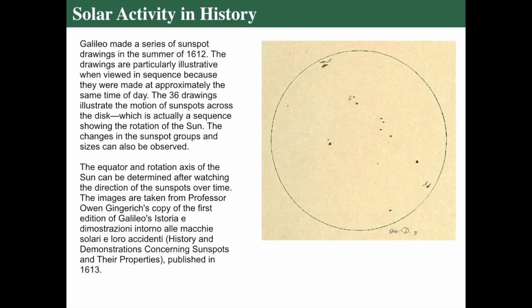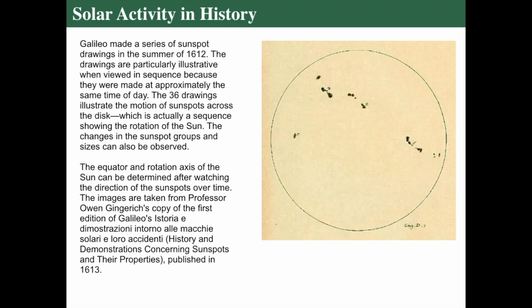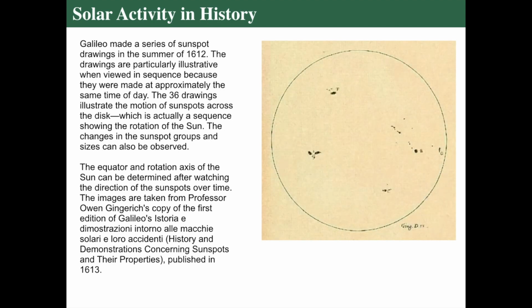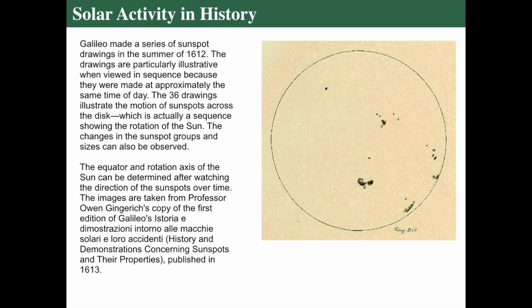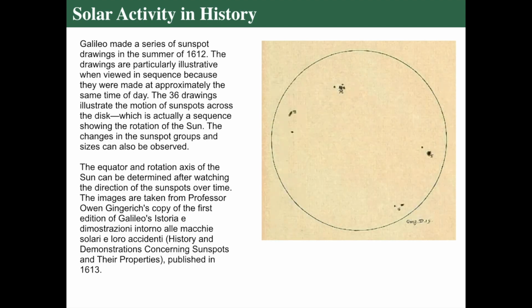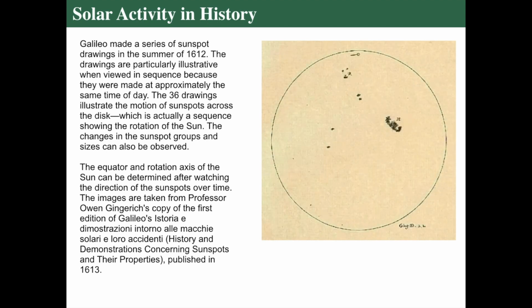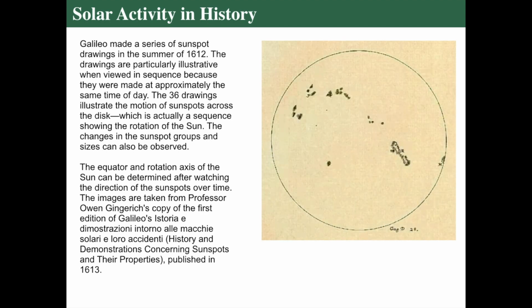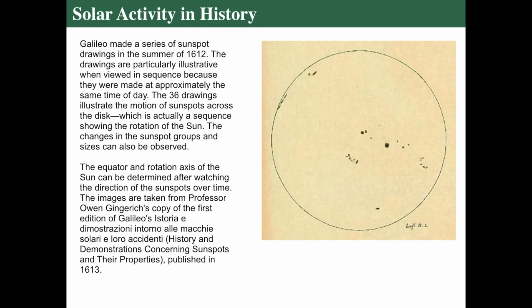And if you make a little movie out of the sunspots that he saw, then you actually see that the 36 drawings that he did show these sunspots moving across the surface. Well, we don't see those sunspots today, we see different ones. And in fact, the sunspots that he drew changed from day to day.